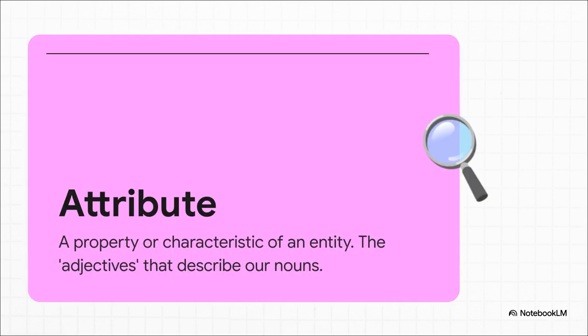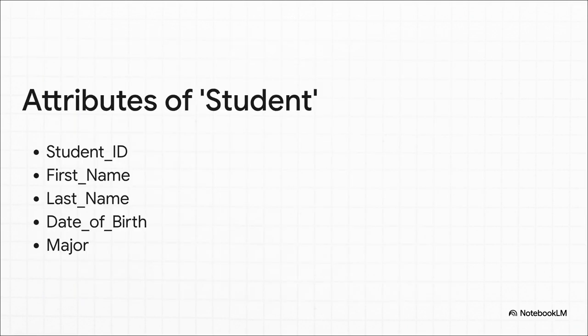But an entity all by itself is just a label, right? We need details. And that is where attributes come in. Attributes are the properties or characteristics that describe an entity. So if entities are the nouns, attributes are the adjectives that give them all their color and detail. For instance, if our entity is student, its attributes would be things like a unique student ID, their first name, their last name, and so on. These are the specific little pieces of information we absolutely need to know about each and every student.